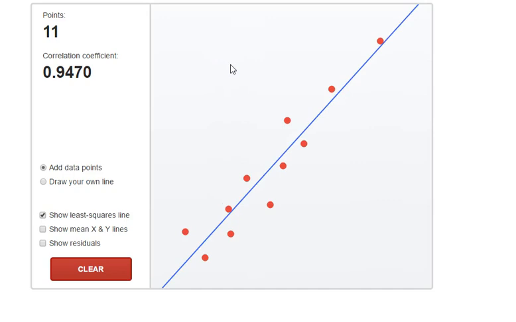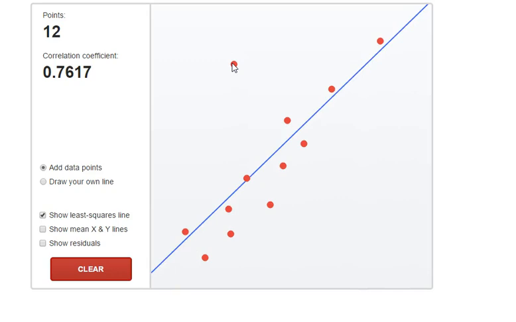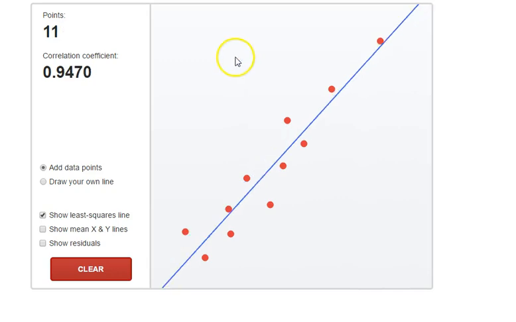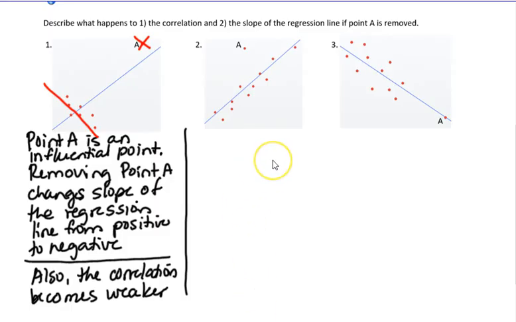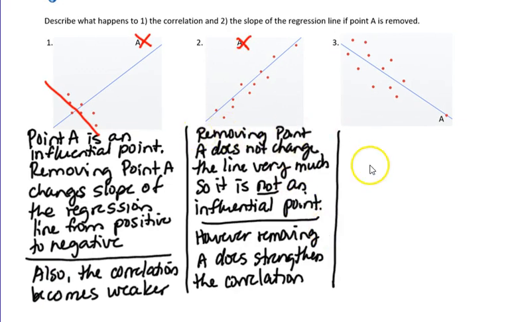There's a slight change in the slope, but not very drastic, just a little bit. Notice, though, there is a fairly drastic change in correlation. Notice how much stronger it is when we remove that point, because that was the point with the largest residual. So if we summarize this, we can say that it is not an influential point because it doesn't change the slope of the line much, but it does affect the correlation. So I'll write that: removing point A does not change the line very much, so it is not an influential point. However, removing A does strengthen the correlation. Remember, that does not make it influential. It is only influential if it changes the slope of the line significantly.